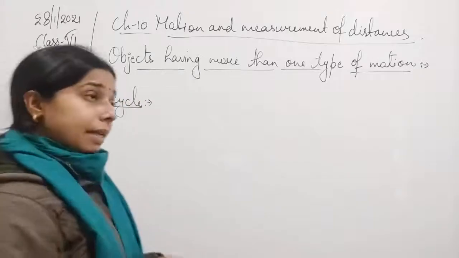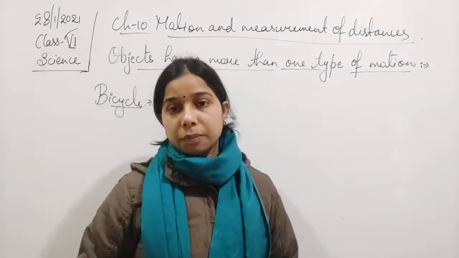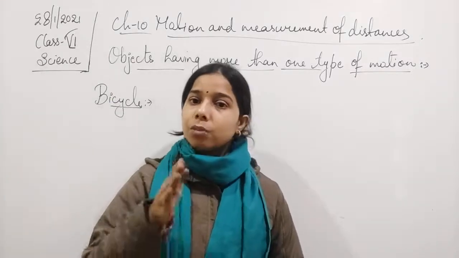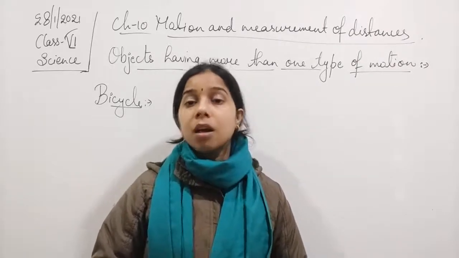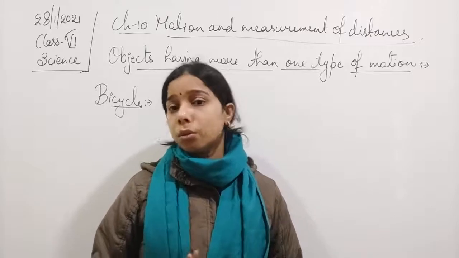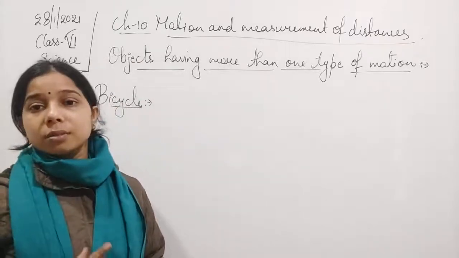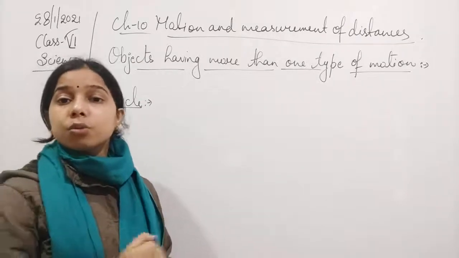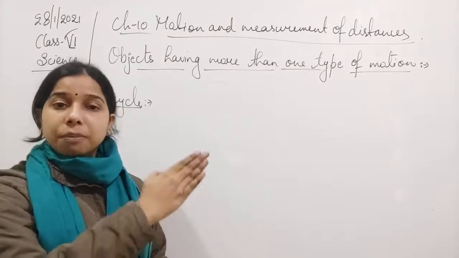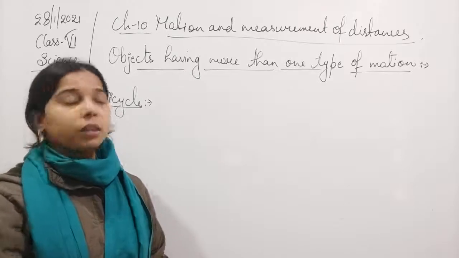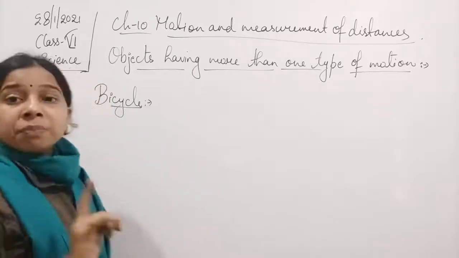So, if a bicycle is moving on a straight road, on a straight path, the kind of motion it is showing is rectilinear motion, because we know that rectilinear motion is a motion in which the object moves on a straight line or a straight path. So if a bicycle is moving on a straight path, we will say that it is showing rectilinear motion.